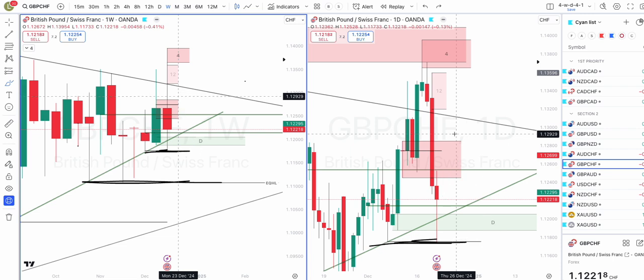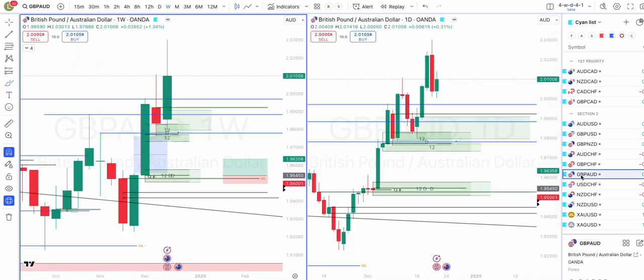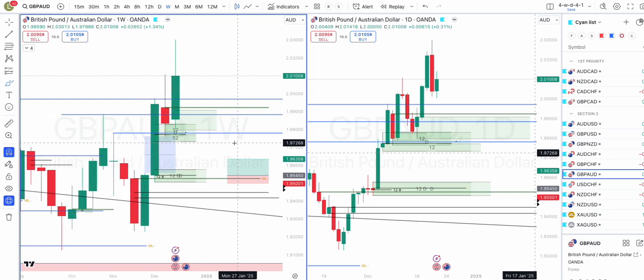So again, if you see common pattern with CHF pairs, I would say CHF is also very important, keeping an eye on CHF pairs. There's a common pattern on all names, right? So let's go with GBP AUD. AUD NZD has been acting weak, so there can be reversal, as I said.